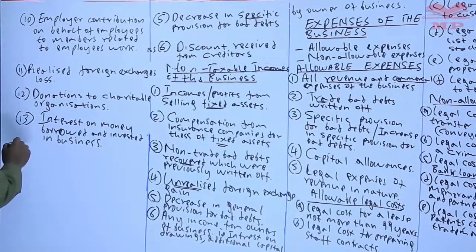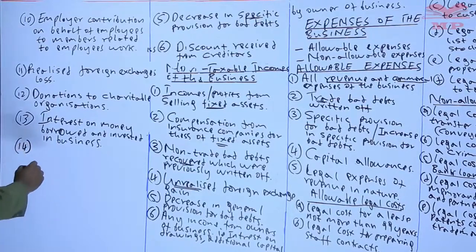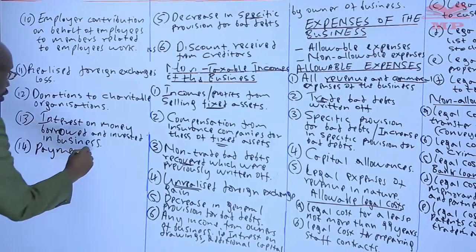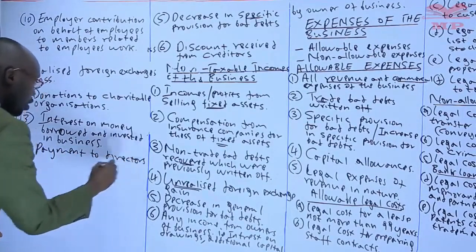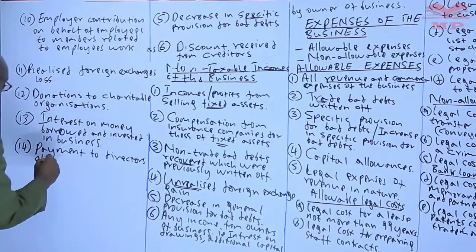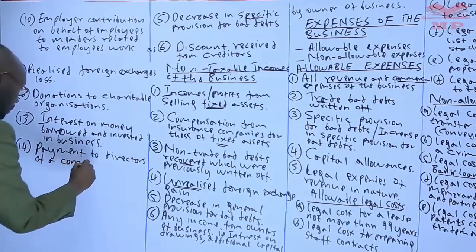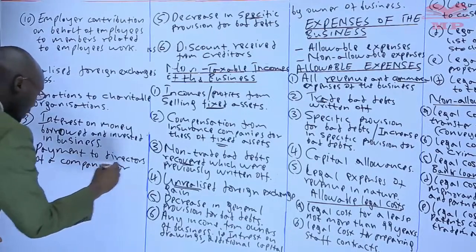After that, we have number 14. Payment to directors of a company for service rendered.